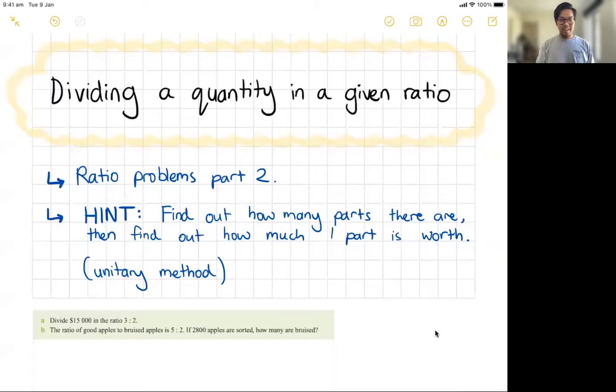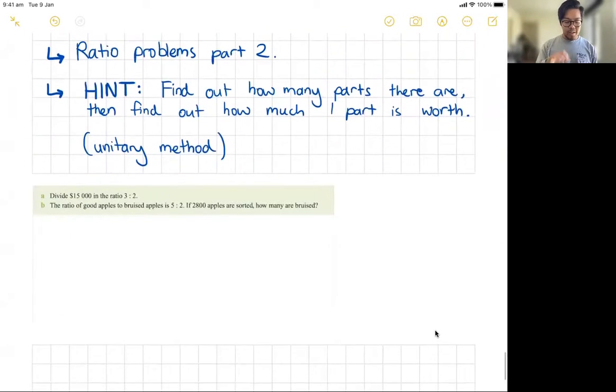So today we are going to talk about dividing a quantity into a given ratio. Now this is basically ratio problems part two. It's basically the same thing, but we think about it a little bit differently, and I'm going to give you a handy tool on how to solve these questions. It's called the unitary method. Whenever you deal with ratio questions, something that's really helpful is find out how many parts we are talking about in total, and then find out how much one part is worth. I'll show you exactly what I mean in doing that question.